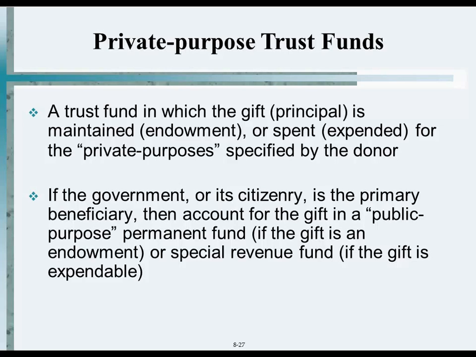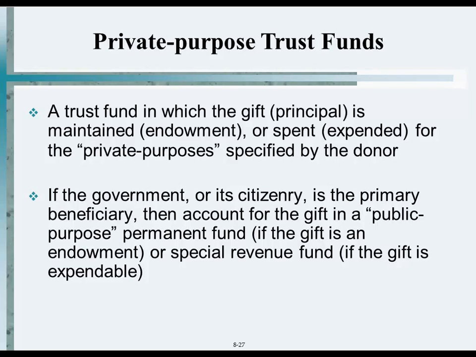Okay? Keep that in mind because you'll come across this question. I'm going to ask you to distinguish between public and private purpose, and I'm going to give you examples, and you have to figure out whether it's public or private. Keep that in mind because the only reason why I make it a big deal is because the public purpose are not shown here. They're shown where? They're shown either in the permanent fund or in the special revenue fund. But if it's private purpose, it's shown in the fiduciary funds. Okay?